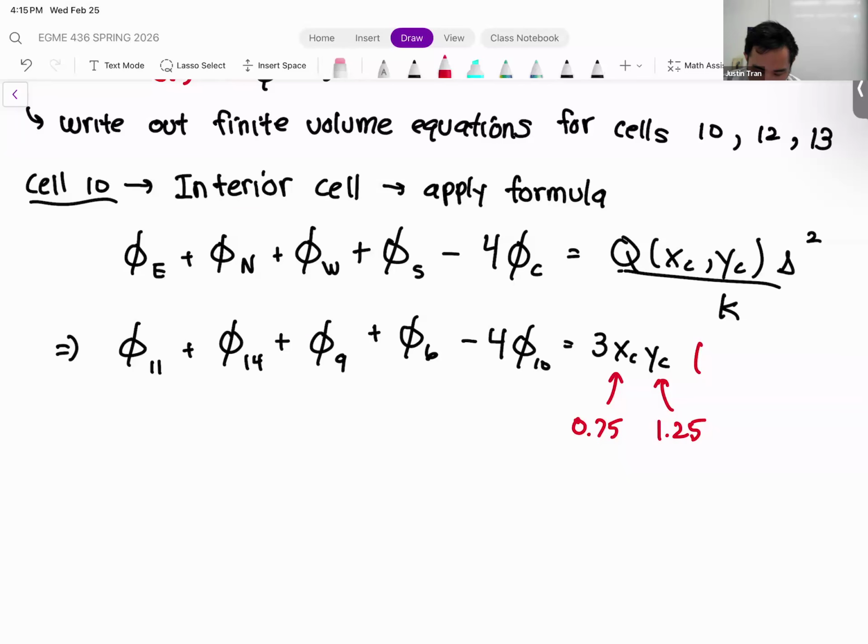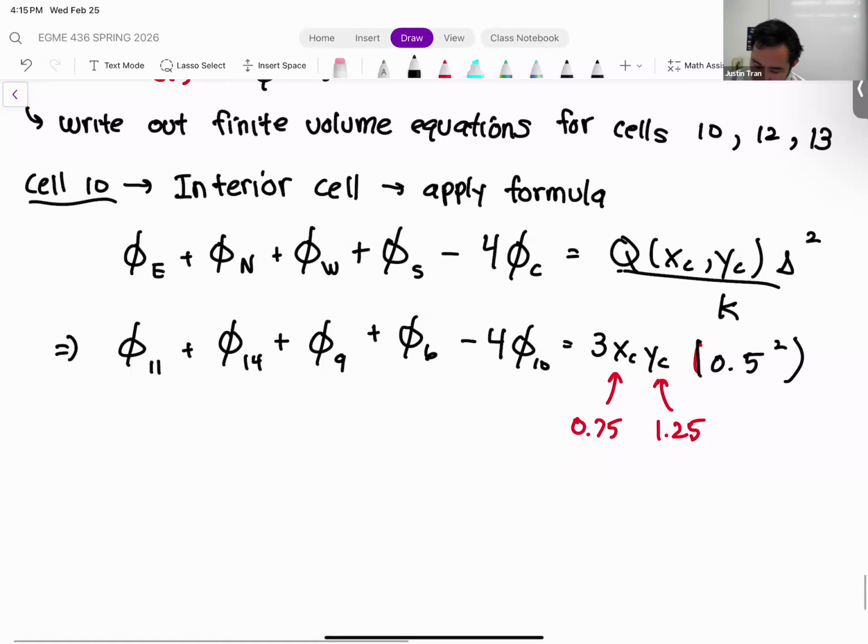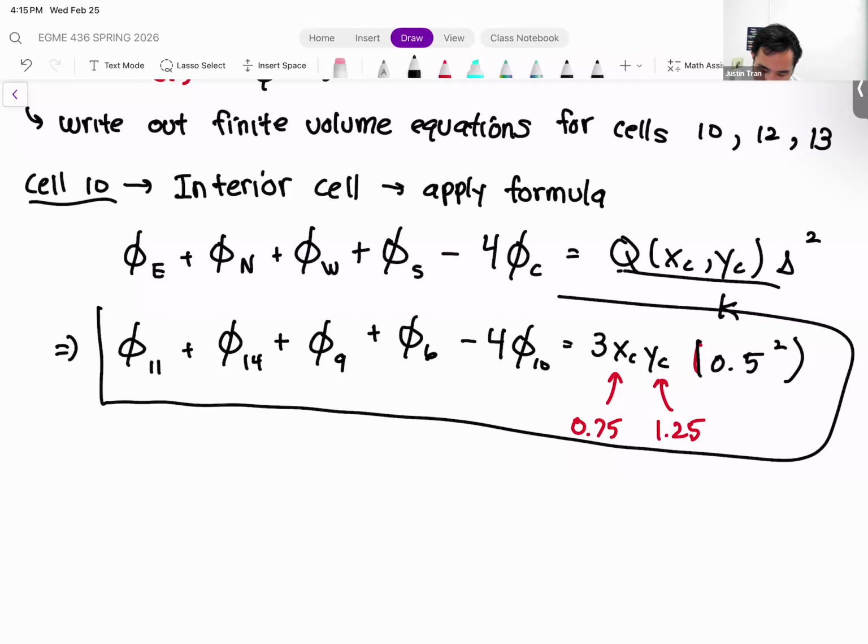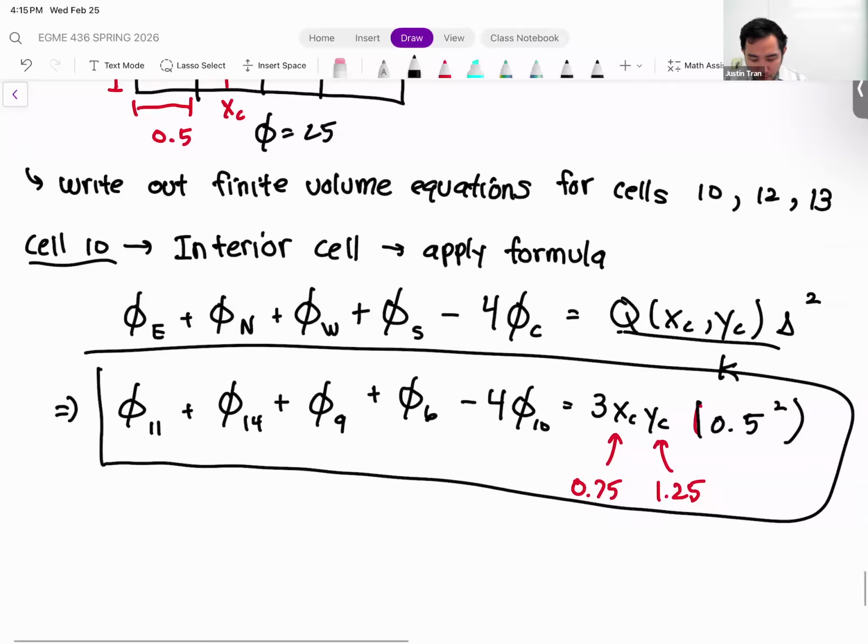And then we multiply this by the grid spacing squared, so this is going to be 0.5 quantity squared. Normally you would simplify that, but I do want to get to convection today, so I'll just box it like that. All right, so that's our first equation. Interior cells are very straightforward. We just apply the stencil as it is.